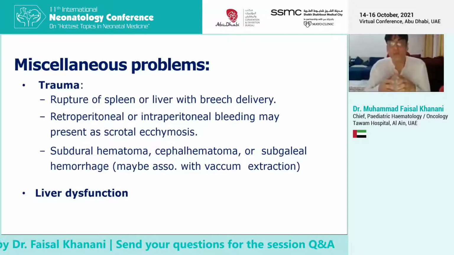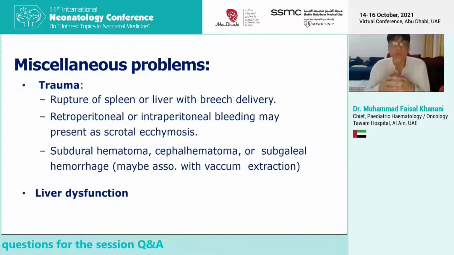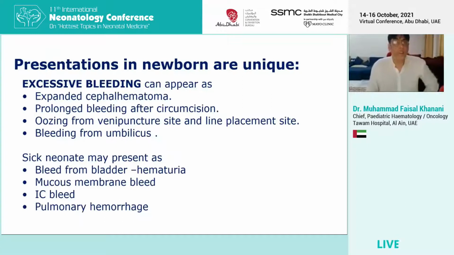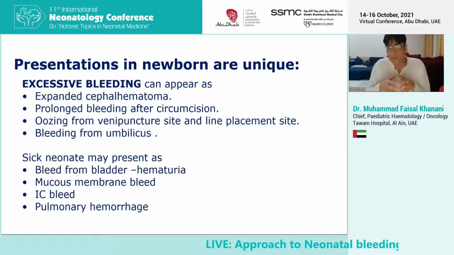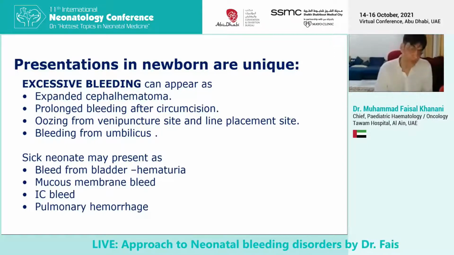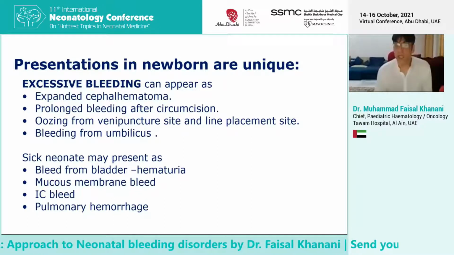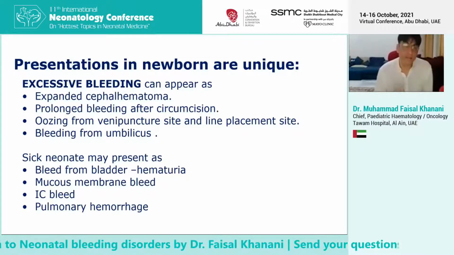The miscellaneous problems you see in neonates are rupture of the spleen or liver with a breech delivery, and retroperitoneal or intraperitoneal bleeding. There may also be scalp ecchymosis, subdural hematoma, cephalohematoma, subgaleal hemorrhage, and liver dysfunction. Some are unique to the newborn because the sutures are not closed, so you have an expanded cephalohematoma. Prolonged bleeding after circumcision is the commonest presentation we see, especially with hemophilias, as well as oozing from the venipuncture site and delayed bleeding from the umbilicus, which is seen in factor 13 deficiency.